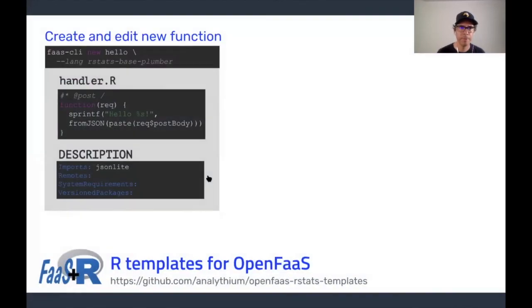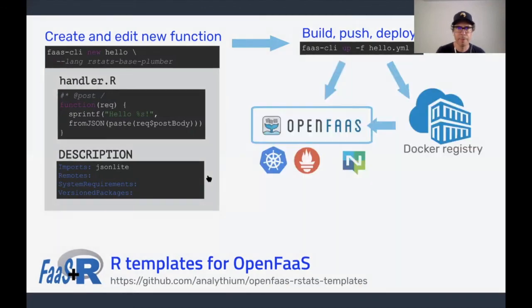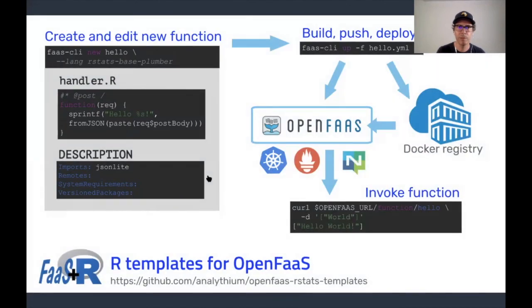To recap, use the faas-cli to create a new function, edit the handler.R file, put here also data you might want to load for a scoring engine and so on. Define the dependencies. Build, test, push, and deploy. Once the cluster is ready, you can invoke the function.